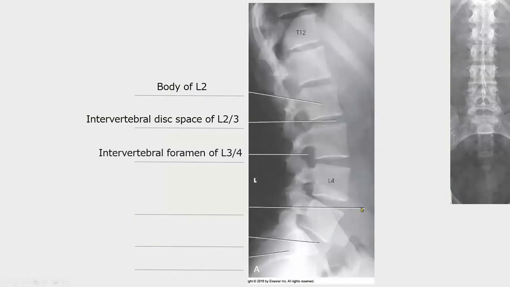Going down here to this point, what is this bone? Iliac crest. You got it. Next one. Whoop. This would be the disc space between L5, S1. And then we come to the sacrum. You got it, the sacrum.